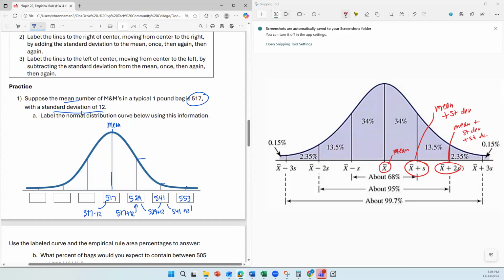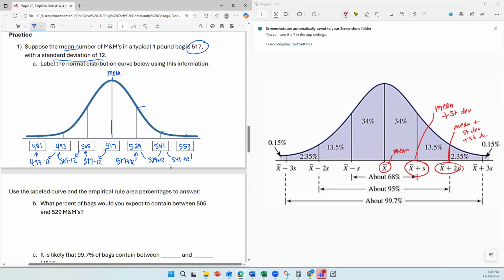Then going the other way from the middle to the left, I'm subtracting. 517 minus 12 is 505. 505 minus 12 is 493. And 493 minus 12 is 481. So I'm always going from the middle, starting with the mean as my starting point. This then gives me numbers that correspond to the 68%, 95%, 99.7%.